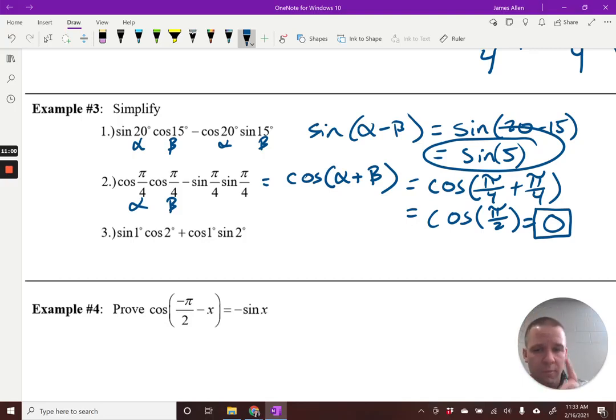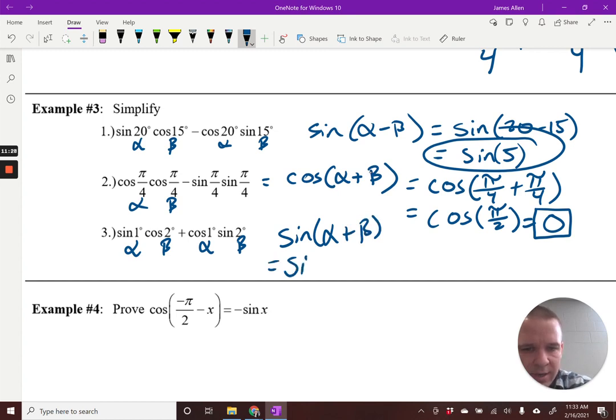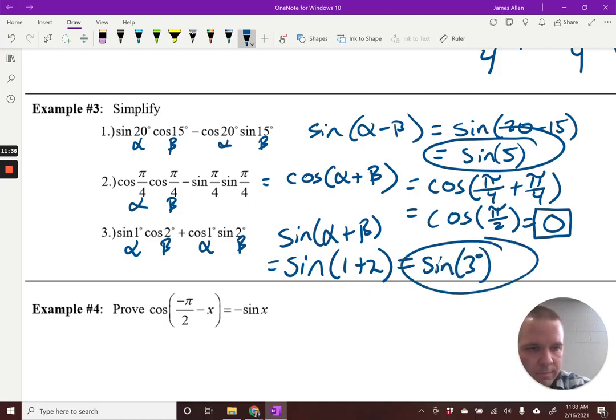So sine of 1 degree times cosine of 2 degrees. So sine, cosine, cosine, sine. This looks like sine sum. All right, so sine. Hold on, I'll do my alpha and my beta, right? Alpha, beta. So this is sine alpha plus beta. It's getting a little crowded over there. I'll write it down here now. So I'd have sine of 1 plus 2, sine of 3 degrees.